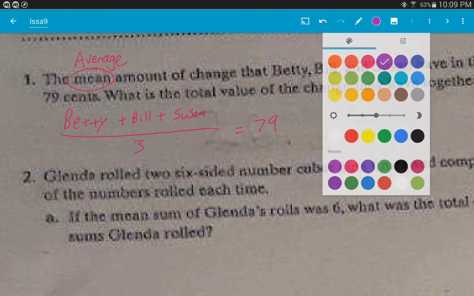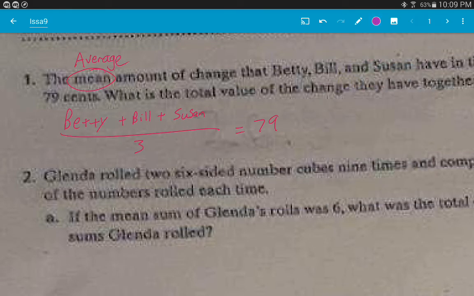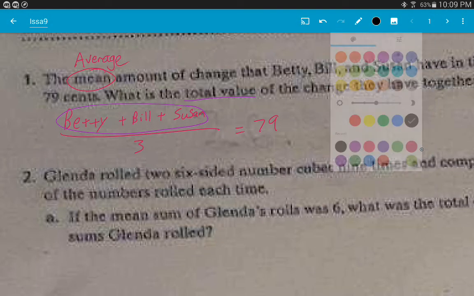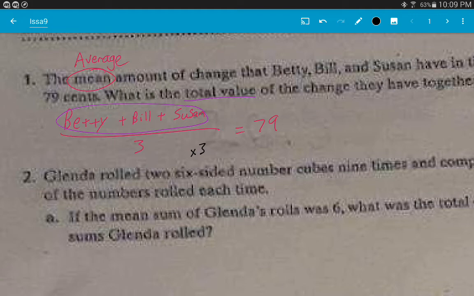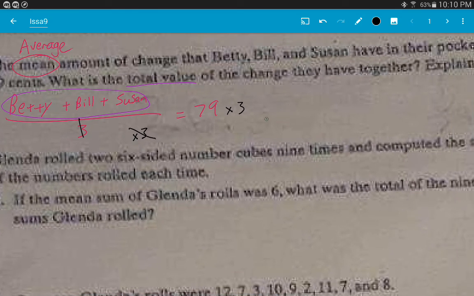Now, if we set it up like that, we find that instead of divided by 3, if we want to just get Betty, Bill, and Susan all added together, which is the total value that they're asking for, all we have to do is multiply by 3 to undo the divide by 3, and we multiply by 3 on the other side too to keep the equation balanced. And what we get is 79 times 3 is 237. So we find that Betty plus Bill plus Susan equals 237.